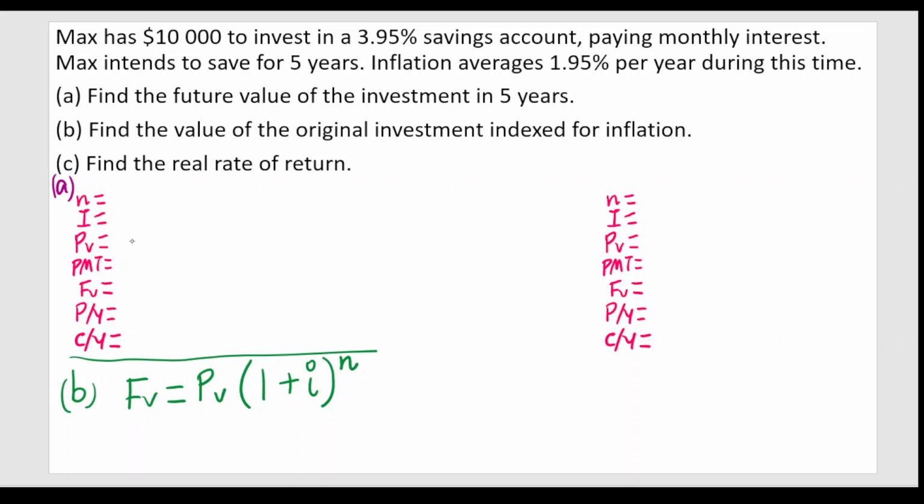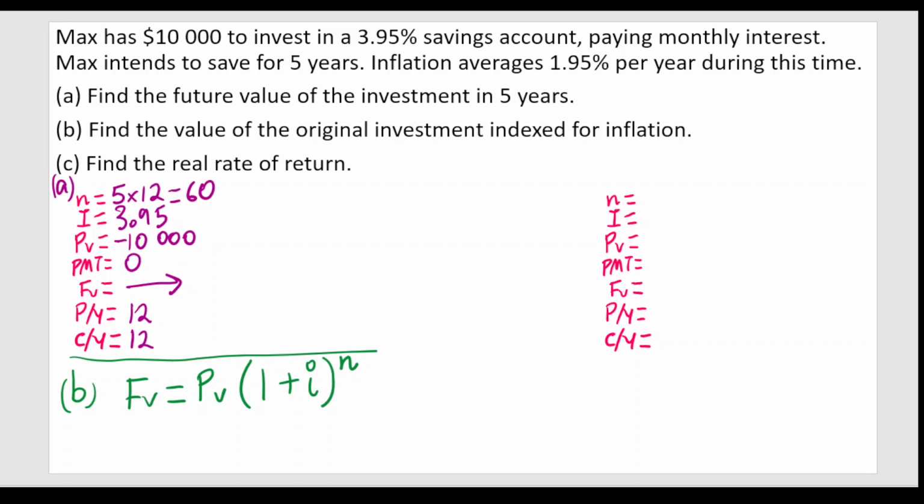So Max has $10,000, so negative $10,000 is our present value. He's investing it in a 3.95% savings account, which is compounded monthly, and that interest also gets paid in monthly. He wants to save for 5 years. So 5 times by our PY, which gives us 60. We don't have a regular payment, and the future value is what we are chasing.